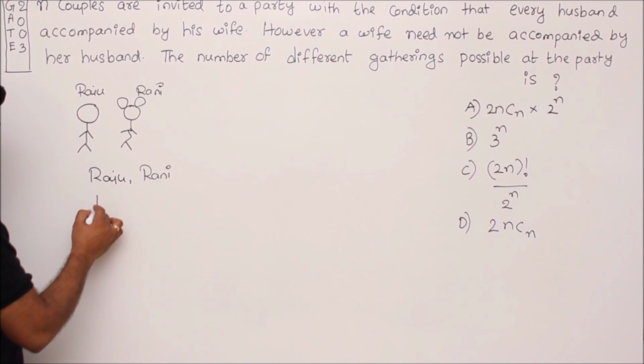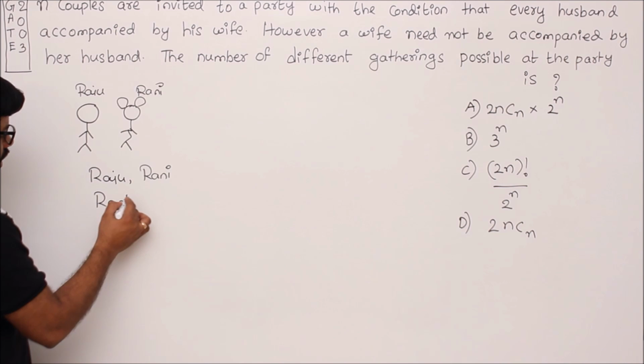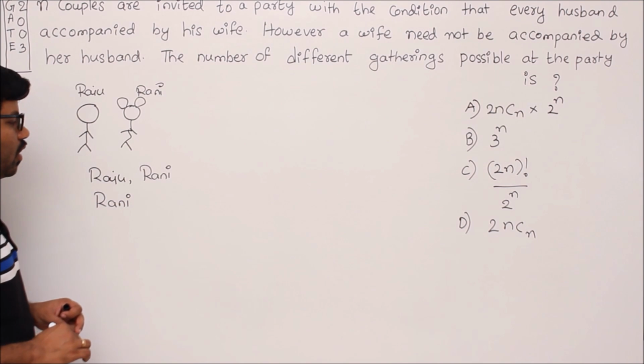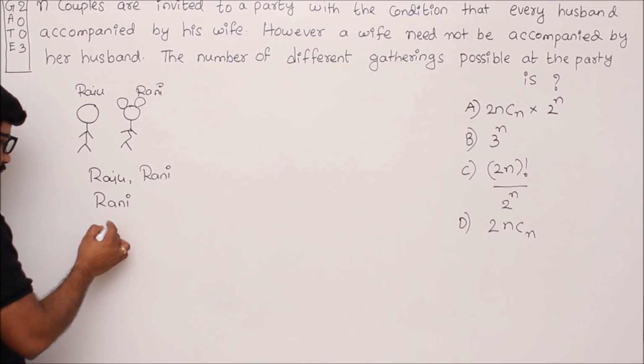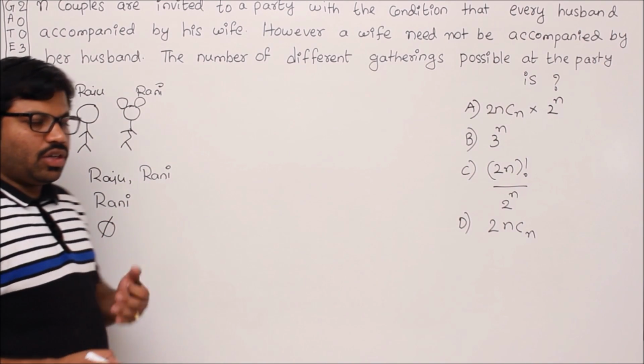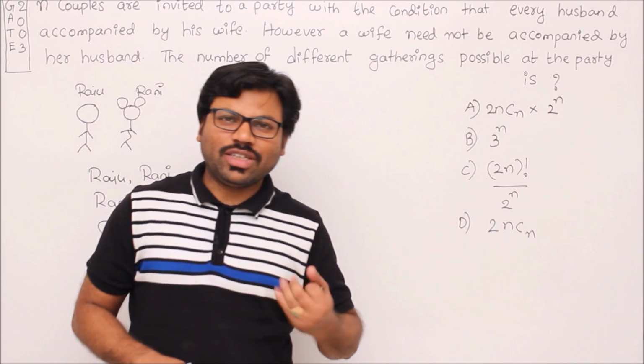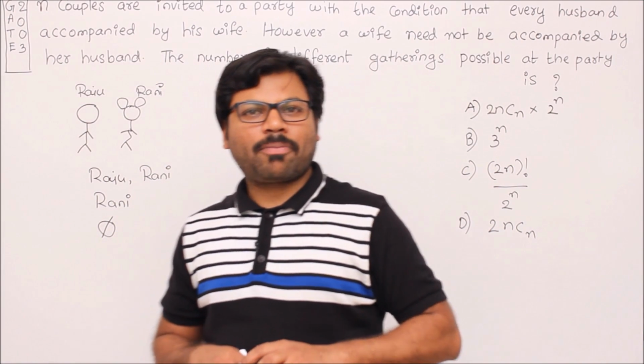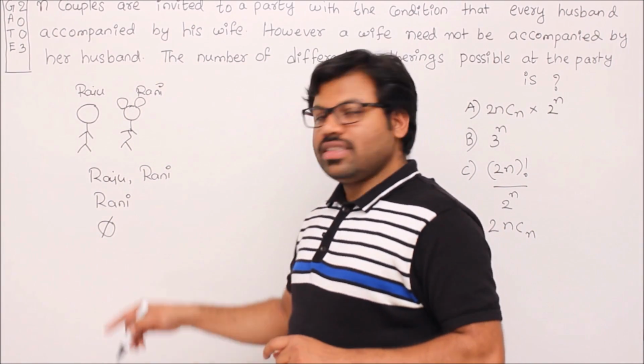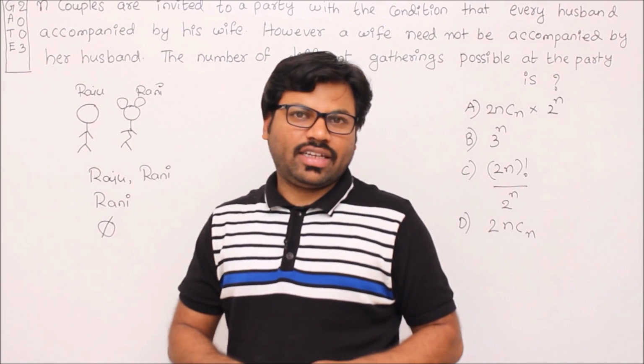Second one, however, wife need not be. Rani alone can go without Raju. Third one, if someone invites you to a party, then it is not compulsory that you should go, right? If you have some other work, why should I go? That's the reason we form an empty gathering.